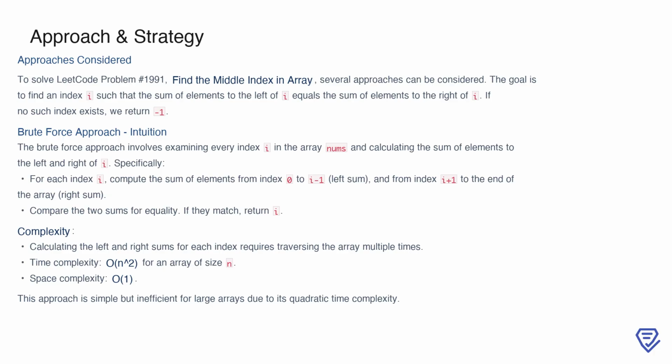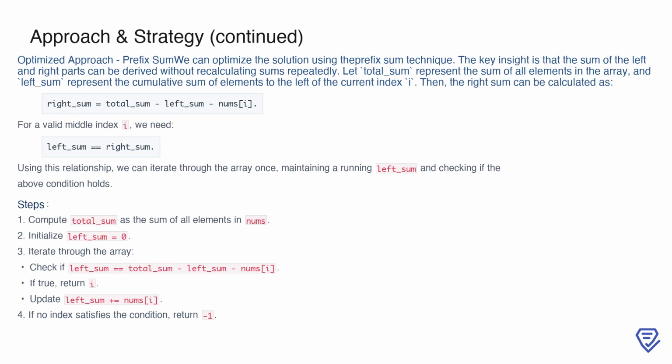However, the simplicity of the approach ensures it is easy to grasp and implement, though not practical for competitive programming or real-world scenarios. A more efficient solution can be achieved using the prefix sum technique. The key insight here is that we do not need to repeatedly calculate the left and right sums for every index. Instead, we can derive the right sum using a simple formula: right_sum equals total_sum minus left_sum minus the value at the current index, nums[i].